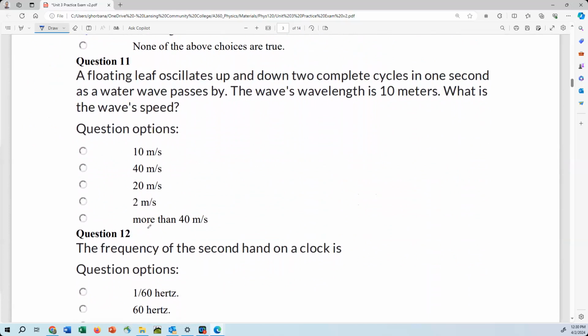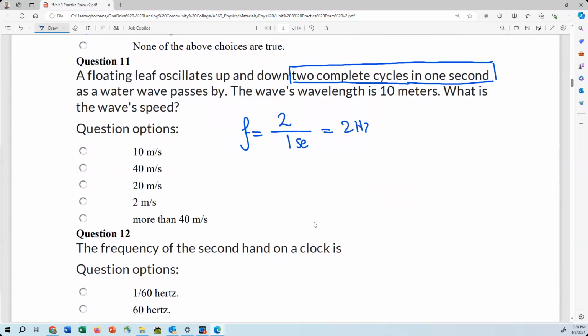Okay, question number 11. A floating leaf oscillates up and down two complete cycles in 1 second. So this is the definition of the frequency, yes? Two complete cycles in 1 second means the number of vibrations over time, 2 vibrations over 1 second. 2 over 1 is going to be 2 hertz. This object is creating a frequency of 2 hertz.